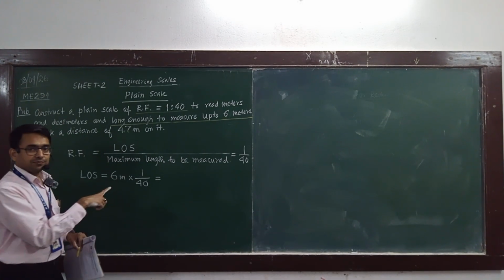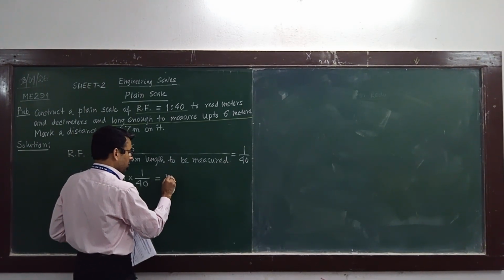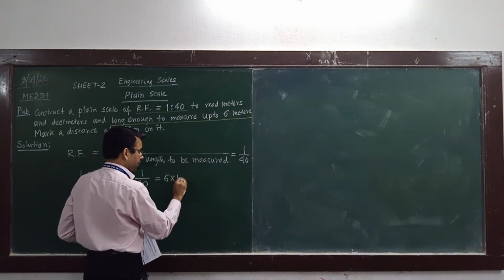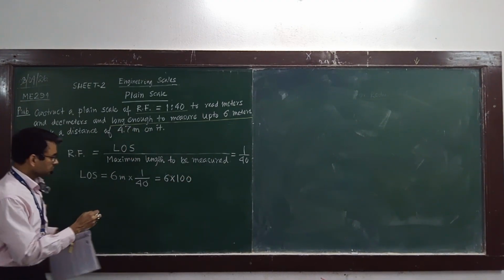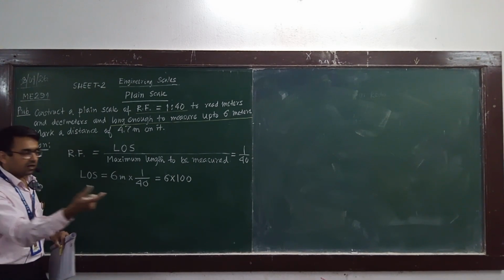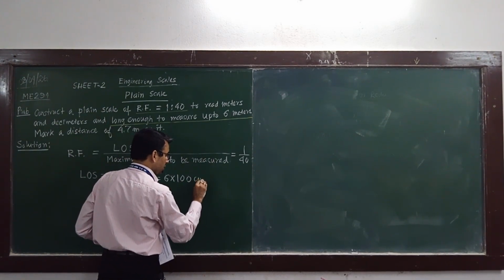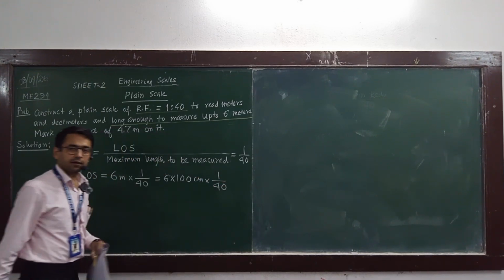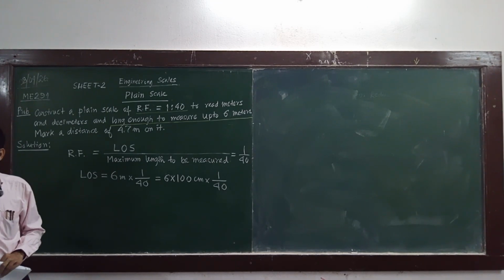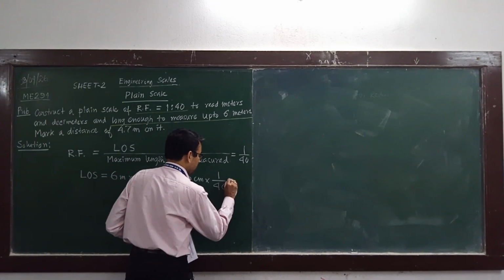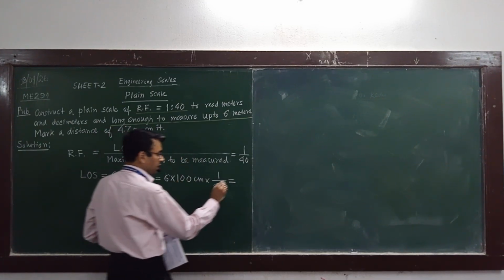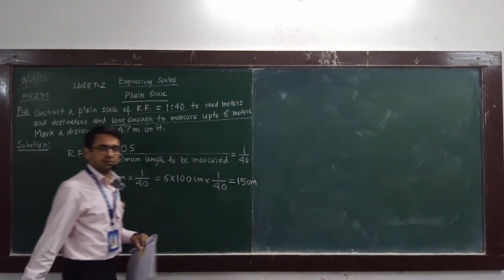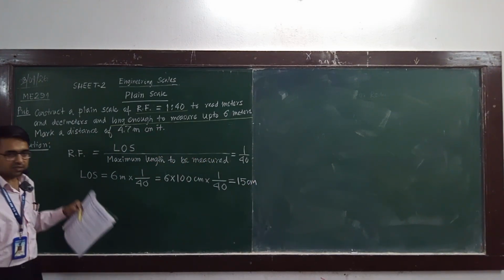1 meter means how much? 6 multiplied by 100 centimeter. 1 meter means 100 centimeters. So centimeters multiplied by 1 by 40. Okay, is it clear? What is that therefore? 15 centimeters. So the length of the scale will be 15 centimeters.